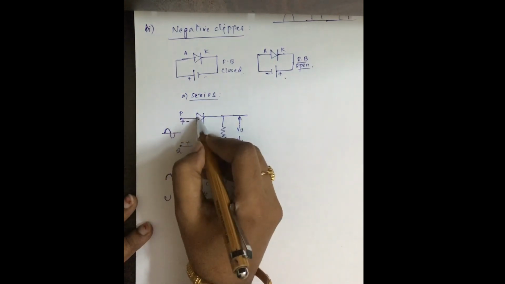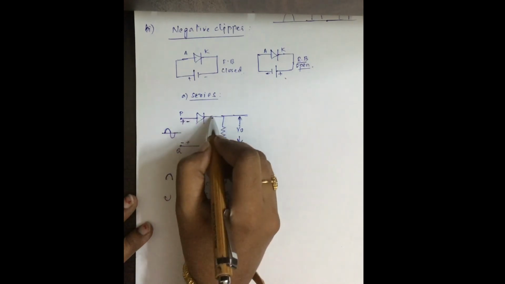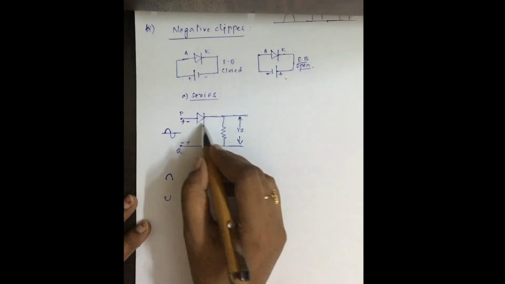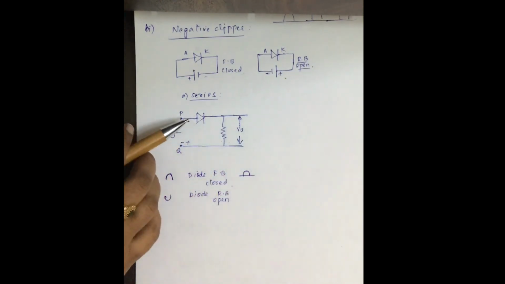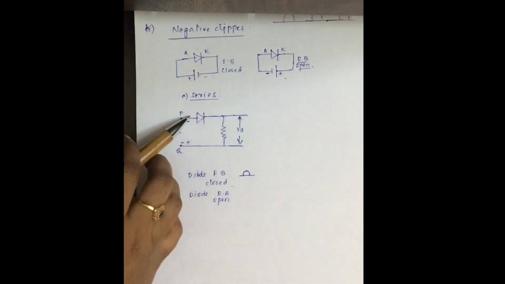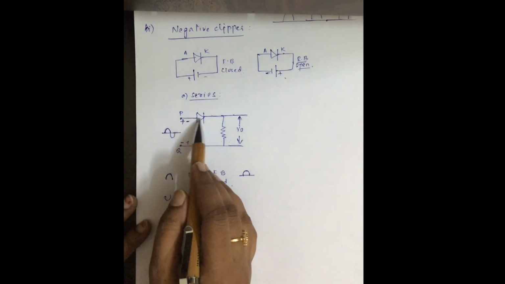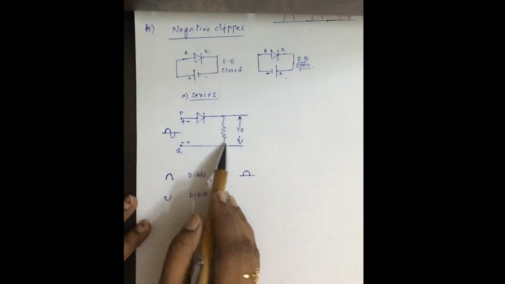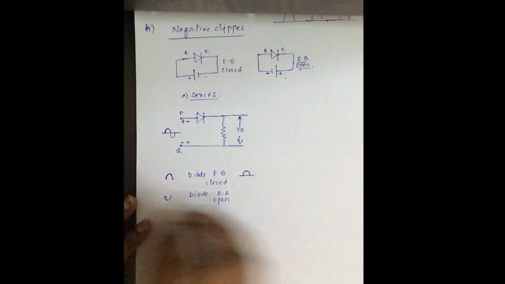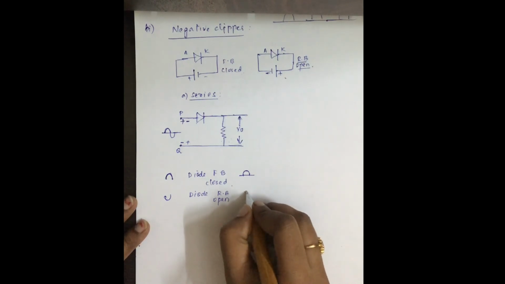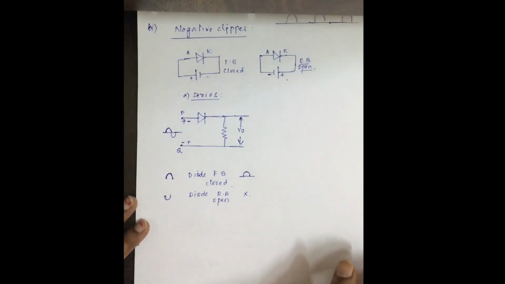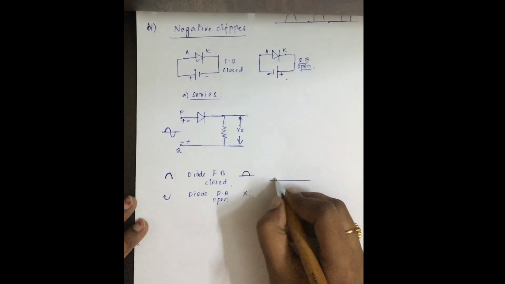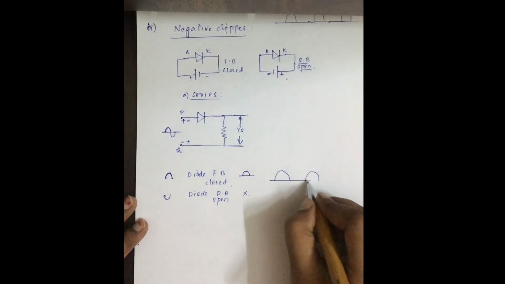So what happens when the diode is in open condition? No current will flow across the diode, hence no current will flow across the resistor. Both are connected in series. The current will flow through the diode and then the resistor, but since the diode is in open condition, no current will flow through the diode and hence no current through the resistor. Therefore, you will not receive any output. As this is the negative clipper where the negative part of the input is clipped, your output will be like this.